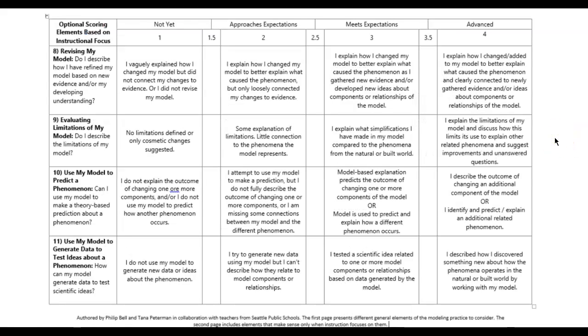Now, the second page of the rubric, this is for more specific type situations. So notice it's optional scoring elements based on instructional focus. So these are things where I look for whether or not students revise their model. Did the students evaluate the limitations of their model? Did they use the model to predict the phenomena? And can they use the model to generate data to test ideas? So not every one of these is going to be important each time to students, but at different times there's going to be different emphasis depending on what I decide to do with my model.